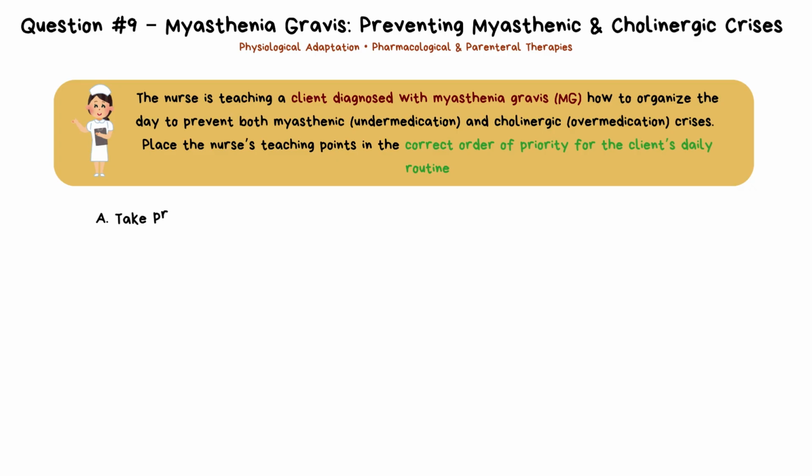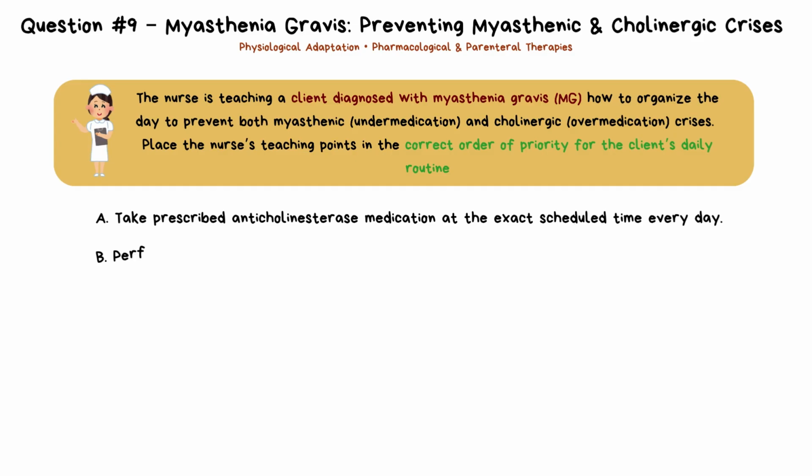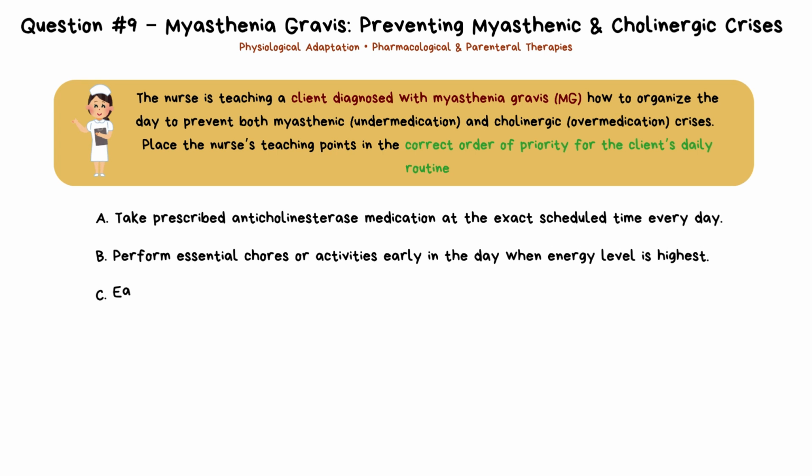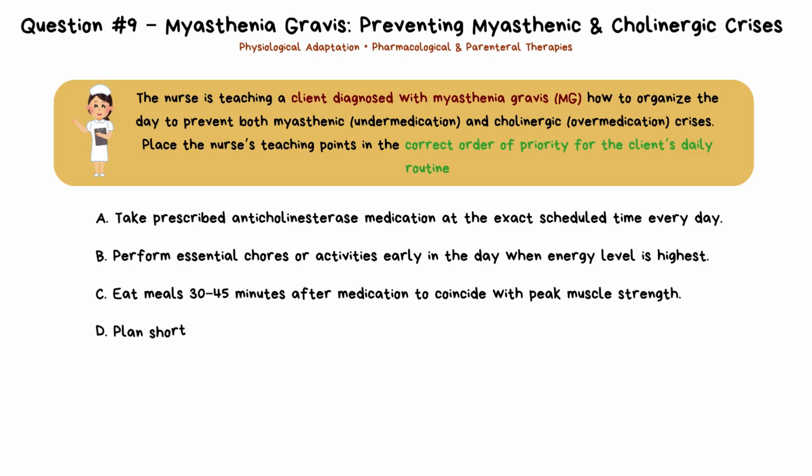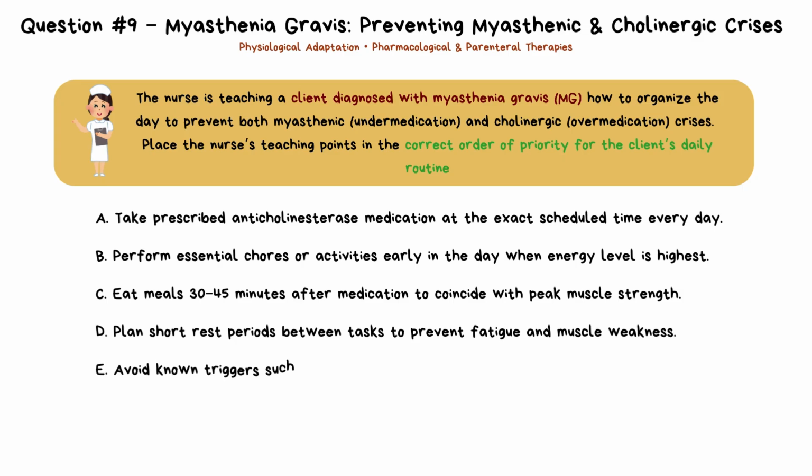A. Take prescribed anticholinesterase medication at the exact scheduled time every day. B. Perform essential chores or activities early in the day when energy level is highest. C. Eat meals 30 to 45 minutes after medication to coincide with peak muscle strength. D. Plan short rest periods between tasks to prevent fatigue. E. Avoid triggers like overheating, emotional stress, or overeating. Pause for a moment. What sequence would you follow to keep this client stable throughout the day?